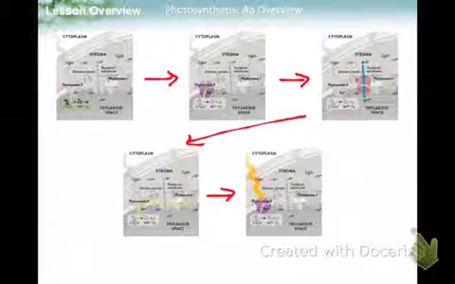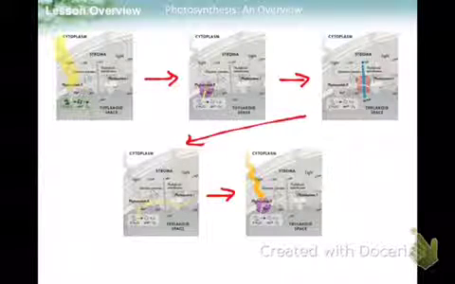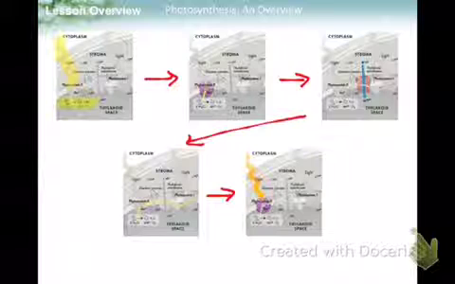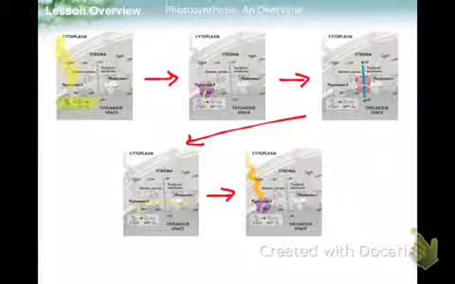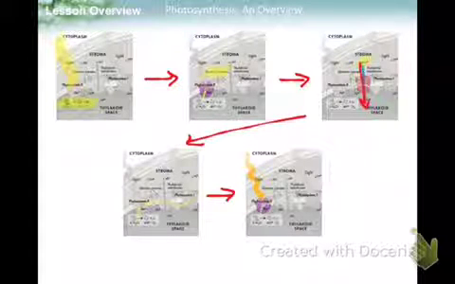So right here we have sunlight coming in. We have that sunlight literally splitting water. We have the hydrogen ions, and then the oxygen is released into the atmosphere. Those electrons move over and are transferred to electron carriers here. Meanwhile, we have this structure here pumping hydrogen ions into the thylakoid space.